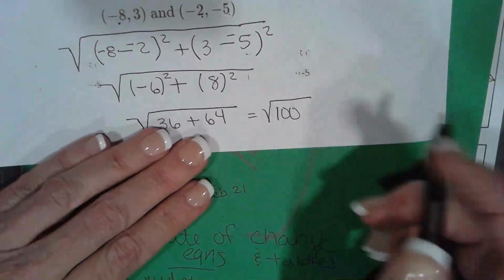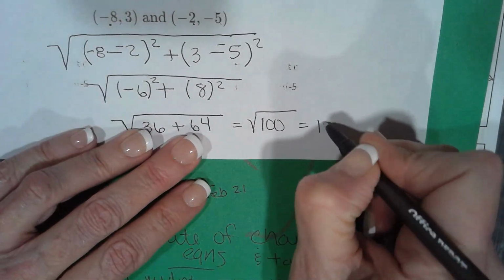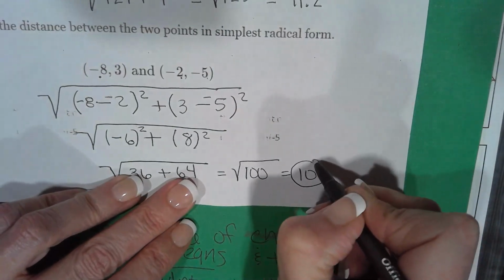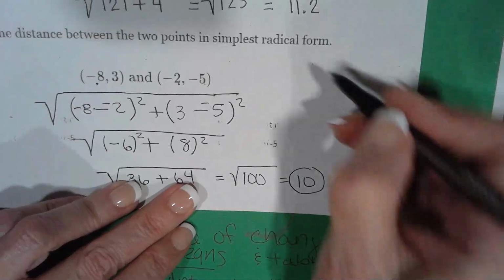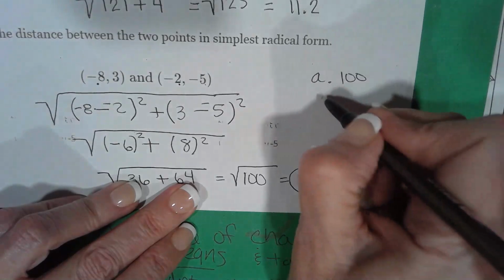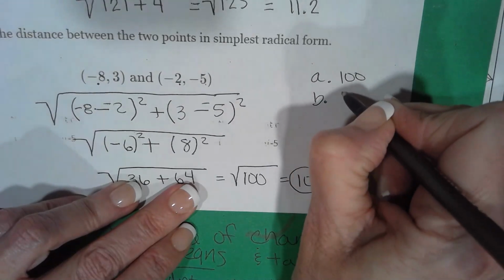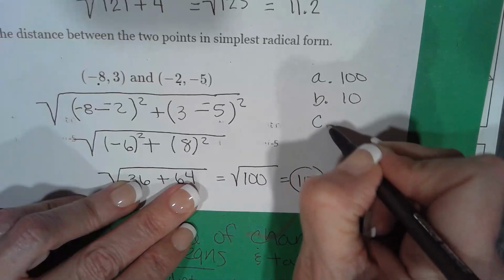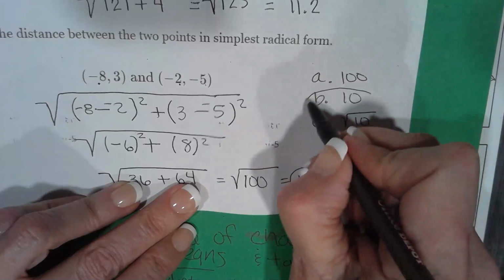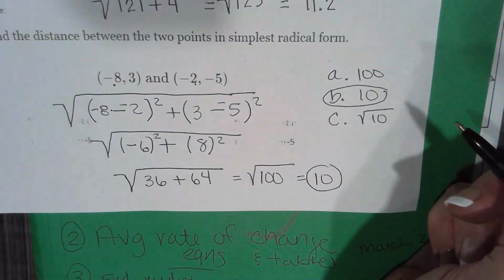The square root of 100 is 10. Keep in mind, it's not the square root of 10. It is 10. So on a multiple choice test, you want to be careful. They're going to give you that value, they're going to give you this value, and they're going to give you this value to try and mess you up. It's 10.